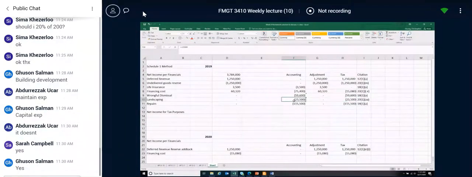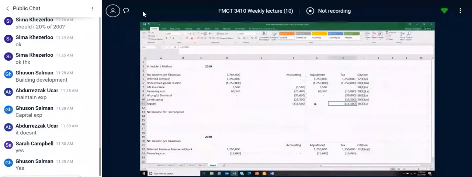It was deducted in the accounting books. There's no difference, no reconciling item. Under repairs, same thing. Under 18(1)(a), accounting deducts the 115.5, the residual, right? 139 less 23.5 is 115.5. Tax would also deduct it. Again, there's no reconciling item. Okay, does that make sense?